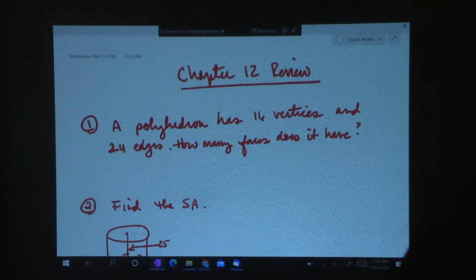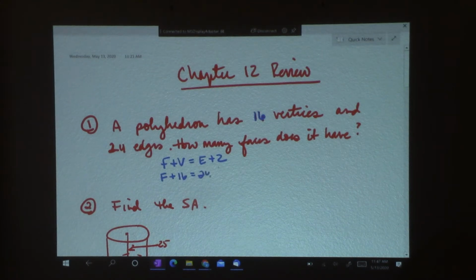So the first one is a polyhedron has 16 vertices and 24 edges. How many faces does it have? Well, this uses Euler's theorem. Faces plus vertices equals edges plus 2. So that would be, we don't know the faces, and the vertices are 16 and the edges are 24. So it's really quite an easy algebra problem here. And we solve for F and we get 10.